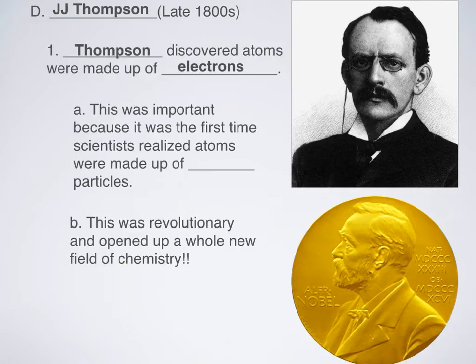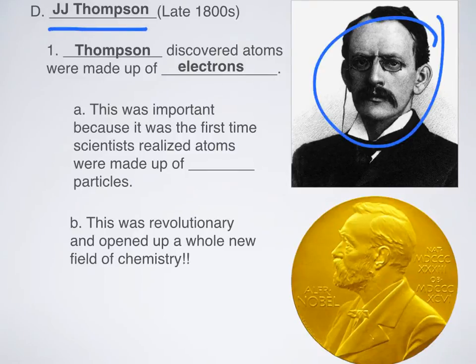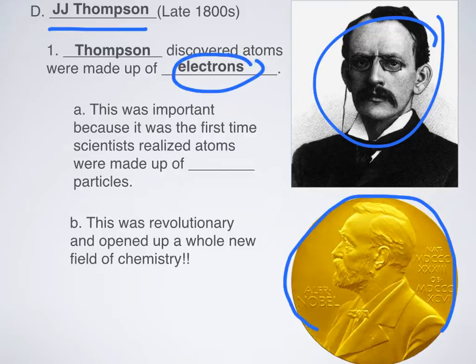So John Dalton was in the early 1800s. This guy, J.J. Thomson, was in the late 1800s, and he's actually the very first guy we're going to talk about to win a Nobel Prize. Not the first one ever, but the first one that we're going to talk about that actually won one of these. He's the man who is responsible for the discovery of the electron, and it was an insanely important discovery at the time.